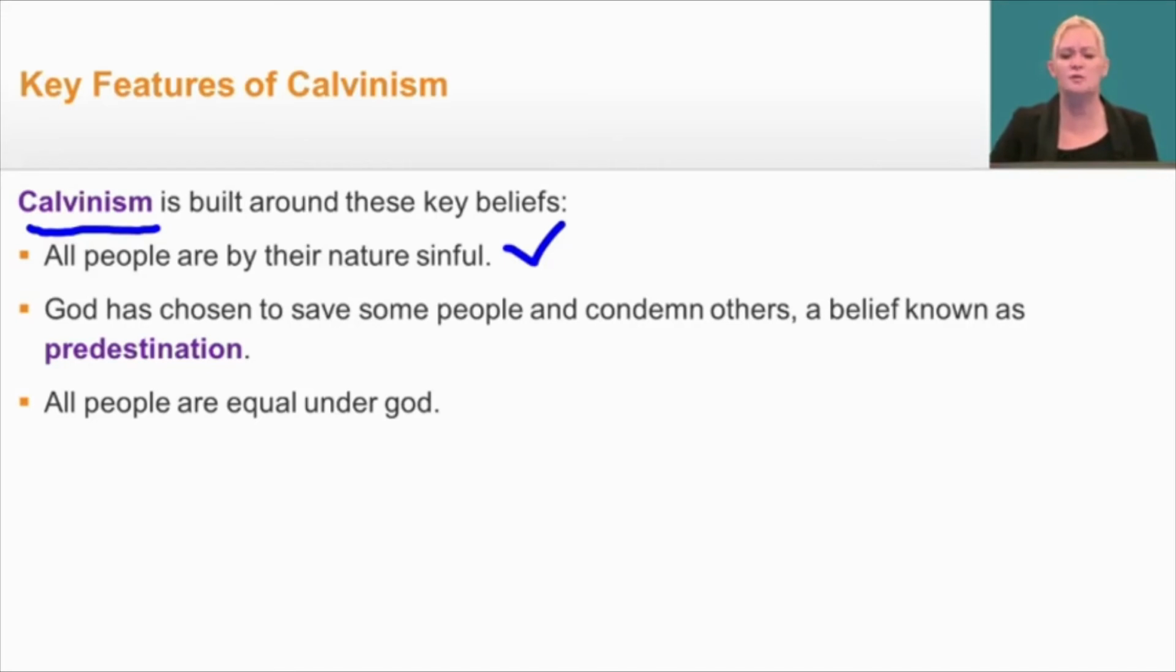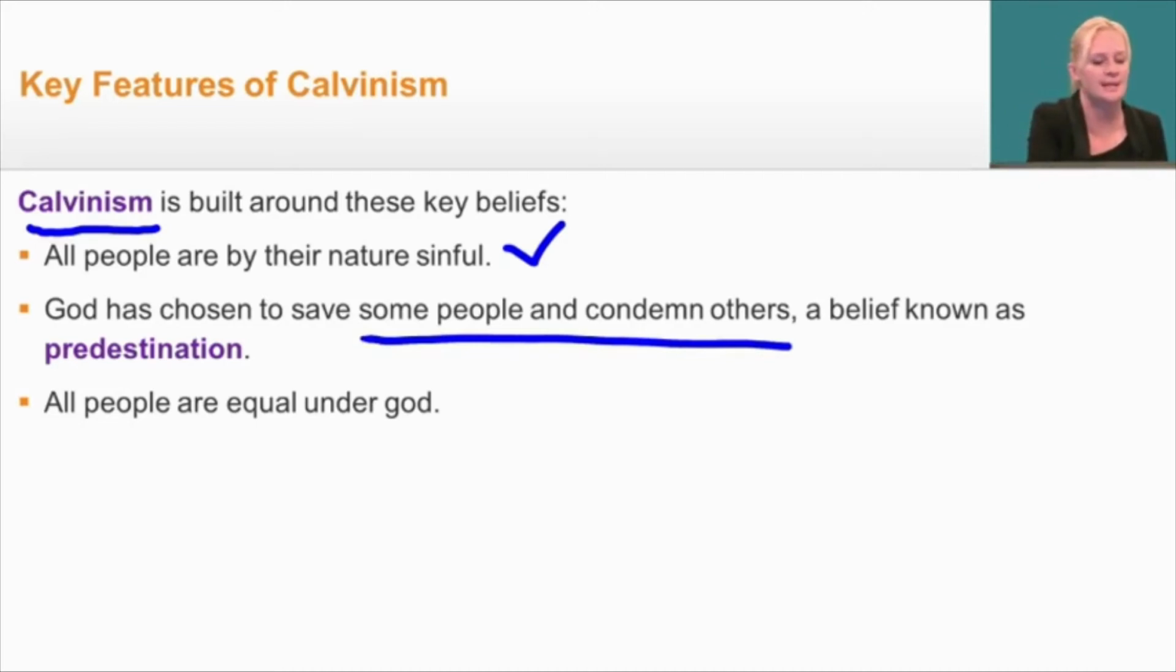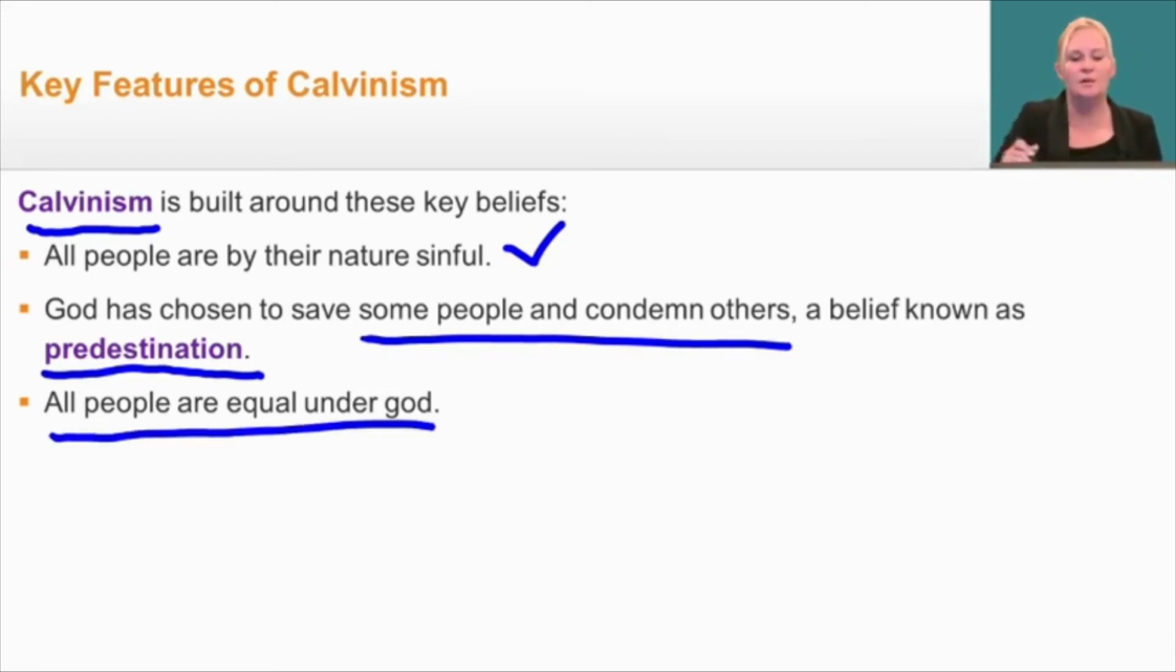Now, God has chosen to save some people and to condemn others, a belief that was known as predestination. What predestination is is that God has already decided before you were even born whether or not when you die you're going to go to heaven or to hell. And there's nothing that you can do on earth as a human to change that. And what that led to was the belief that all people were equal under God.